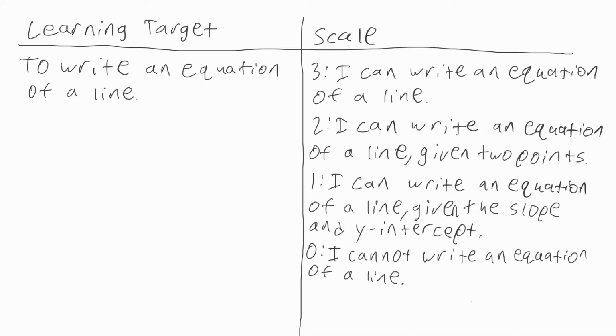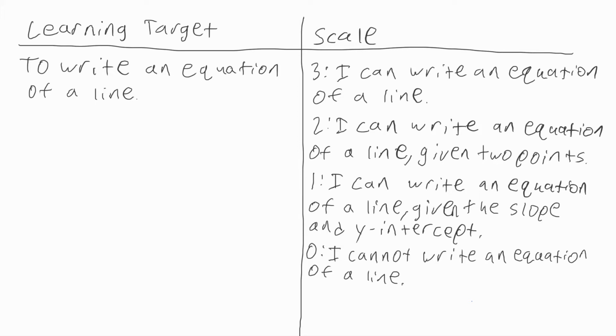You're a 2 if you can write an equation of a line given 2 points. So if you have 2 points, you can write an equation of a line. You're a 1 if you can write an equation of a line given the slope and y-intercept. So if you can't do it with 2 points and you specifically need the slope and the y-intercept, then you would be a 1. And 0, you cannot write an equation of a line given any information.